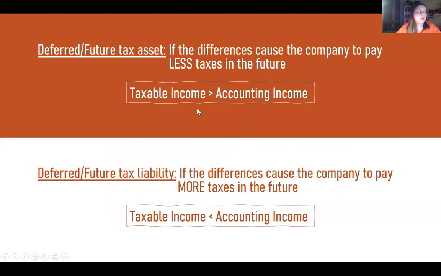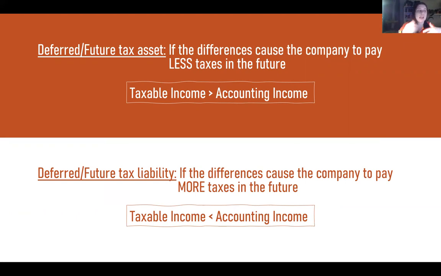So when do you know if it's an asset or a liability? An asset is going to be when the temporary differences cause the company to pay less taxes in the future. So your taxable income for the year is going to be greater than your accounting income. So you're paying more taxes now and less taxes later because of the reversing effect.